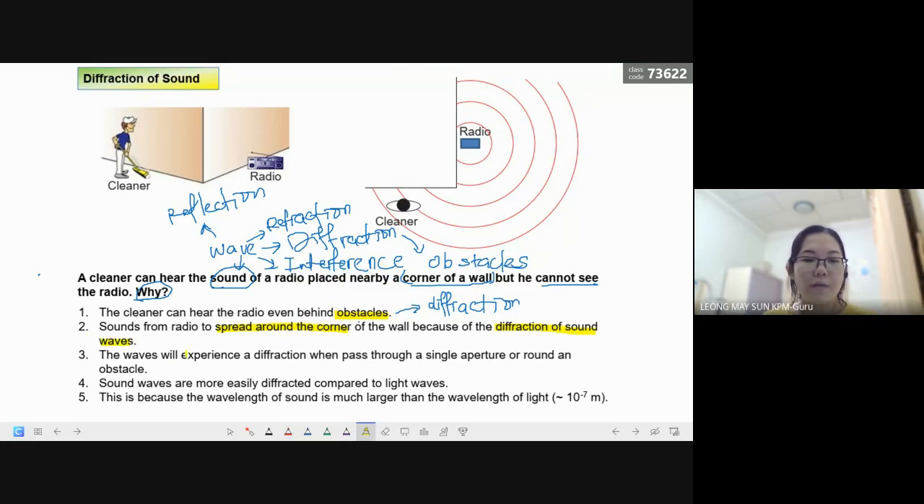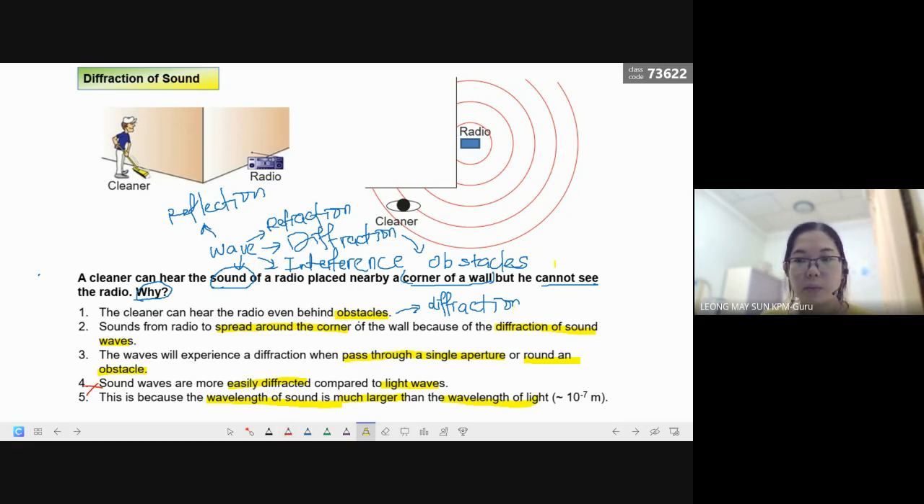The wave will experience diffraction when passing through a single aperture or around an obstacle. Sound waves are more easily diffracted compared to light waves. This is because the wavelength of sound is much larger than the wavelength of light.